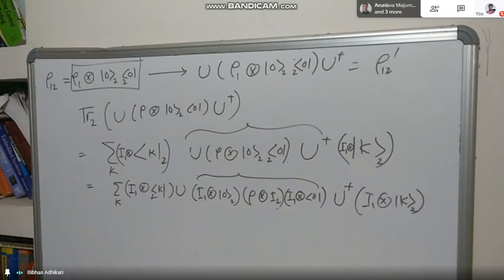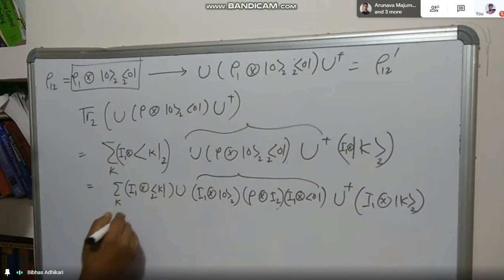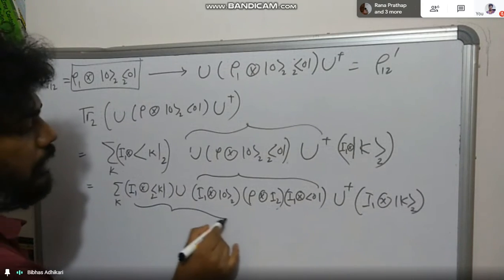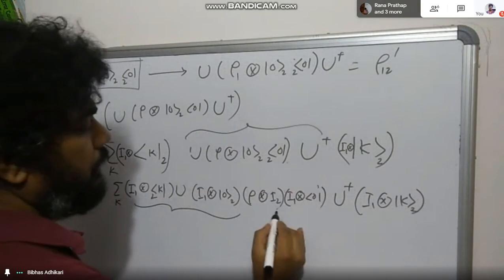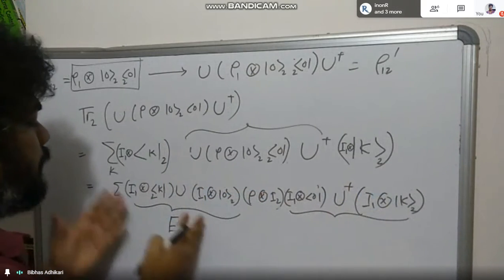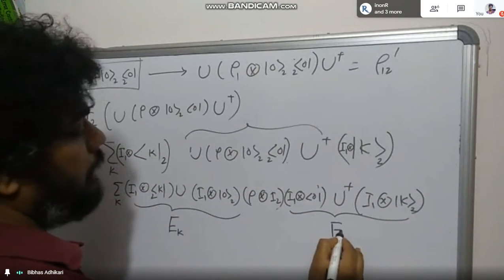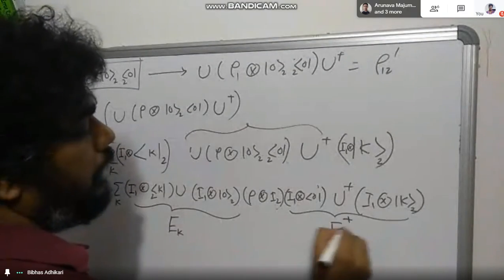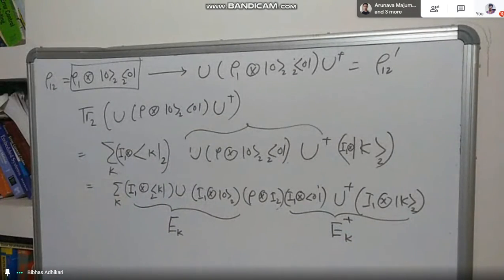Now once we do that, I am to see what is this, and I am to see what is that. Let me write this matrix as some EK, and this is just the conjugate transpose of this one. So let me write this just as EK dash. Then what I can see here is that this entire thing is now this.